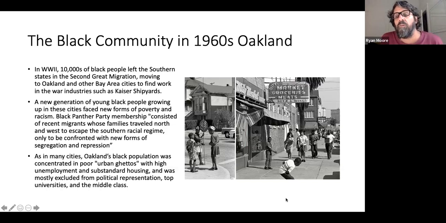And so there's this real sense of frustration because of the dashed promises of what a new life in California might look like. As in many other cities, Oakland's Black population was concentrated in poor urban ghettos, like in West Oakland, that had high unemployment and substandard housing, and was also mostly excluded from political representation, from the top universities, and from the middle class.